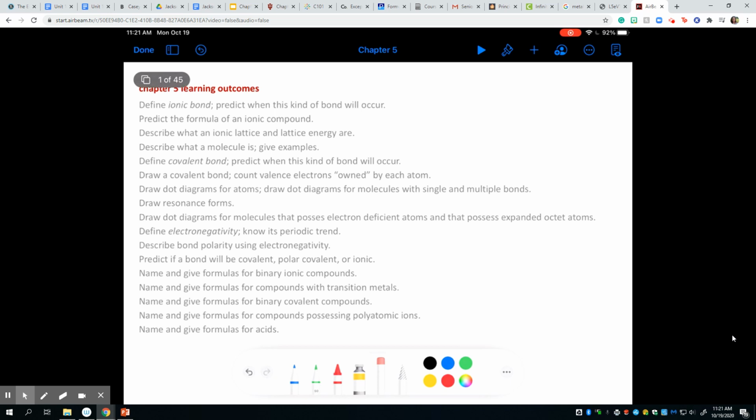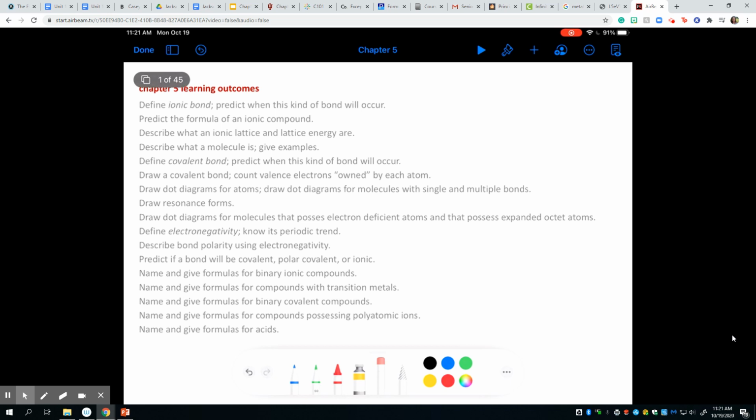We're going to be able to draw covalent bonds and predict when this type of bond will occur. We're going to be able to count valence electrons owned by each atom. Now, I'm guessing that isn't something you guys have done before, but when you have a covalent bond, you surely already learned that they aren't equally shared, and that one atom typically gets a bigger percentage of the real estate than the other. So that's what we're going to talk about when it says that.